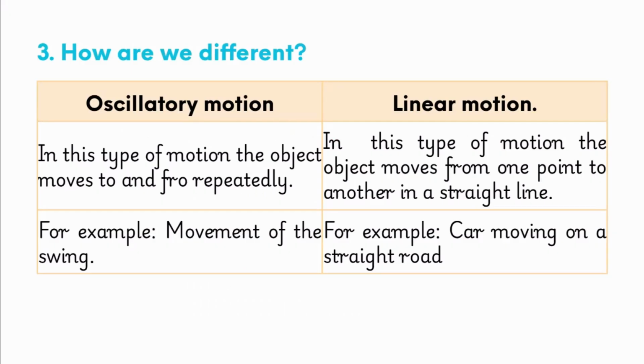Next question. How are they different? Here we have to state the difference between oscillatory motion and linear motion. First, oscillatory motion. In this type of motion, the object moves to and fro repeatedly. And in linear motion, the object moves from one point to another point in a straight line. An example of oscillatory motion is the movement of a swing, and an example of linear motion is a car moving on a straight road.